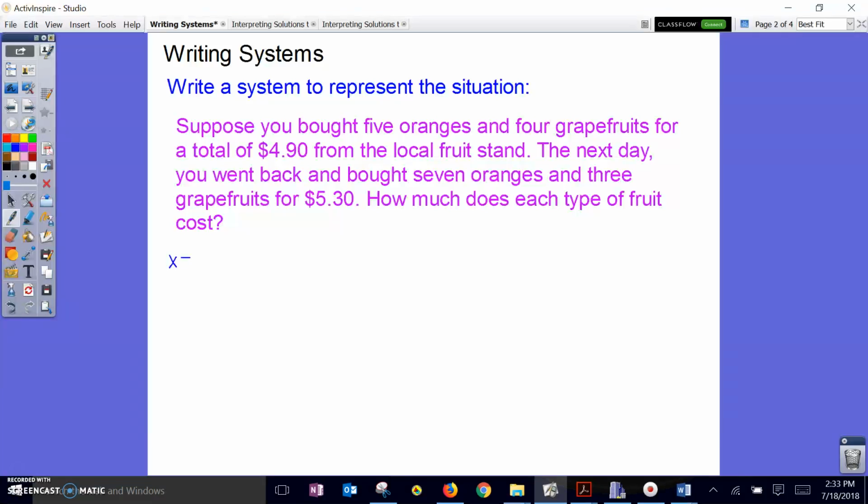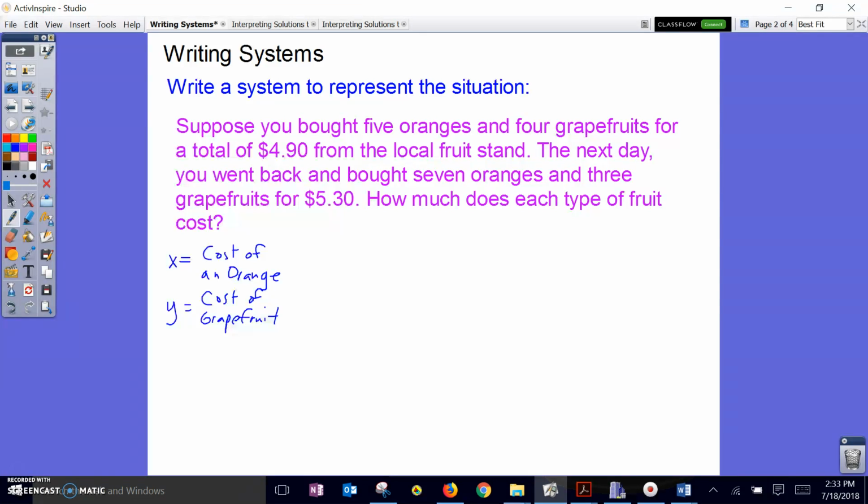Let's let X be the cost of an orange, and we'll let Y be the cost of a grapefruit. And I'm writing down what the two variables equal to remind me as I write my equations what those variables stand for. Also, because after I've written my equations and solved my system, it's going to be easier for me to interpret my answer if I know exactly what each variable stands for.